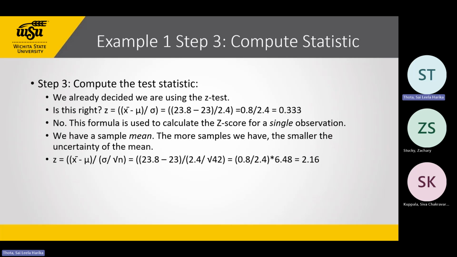That is for a single distribution. We have a sample mean. The more samples we have, the smaller the uncertainty of the mean. For example, if you have more values, then you need to consider more values, right? If you see the example, here we consider n equal to 42. On the top we consider n equal to 1, and in our example we considered n equal to 42. So we substituted that in the formula.